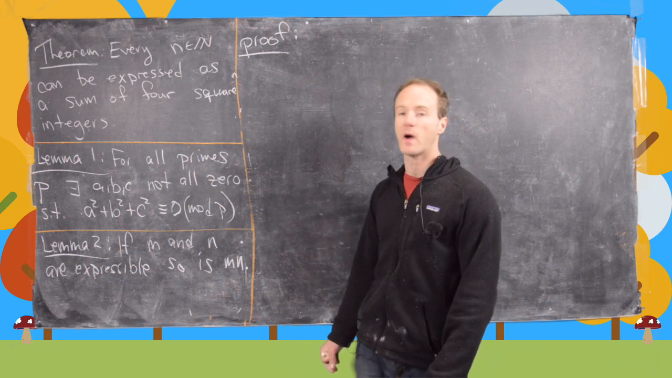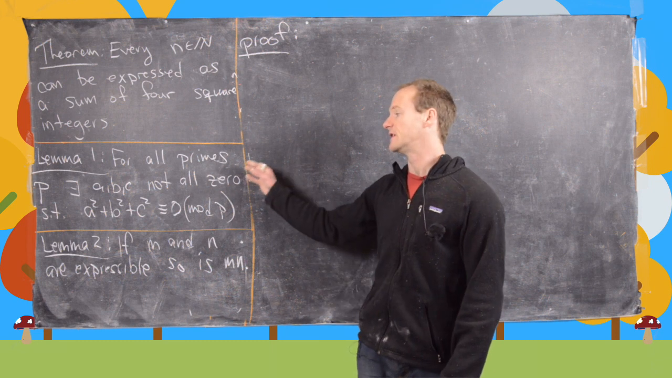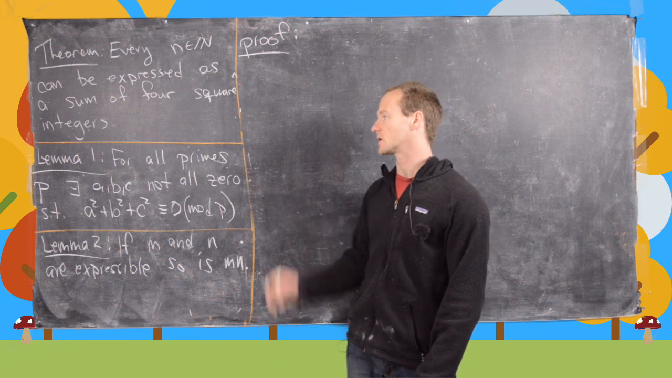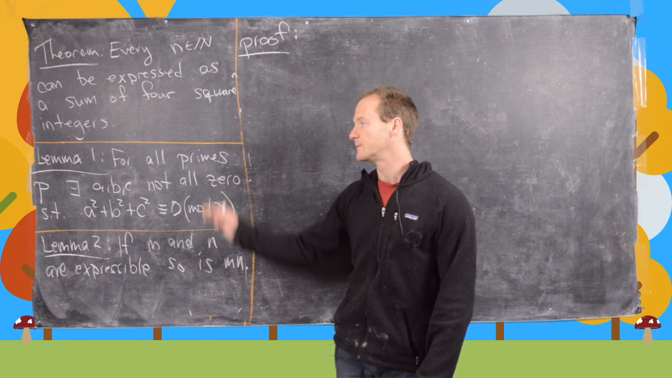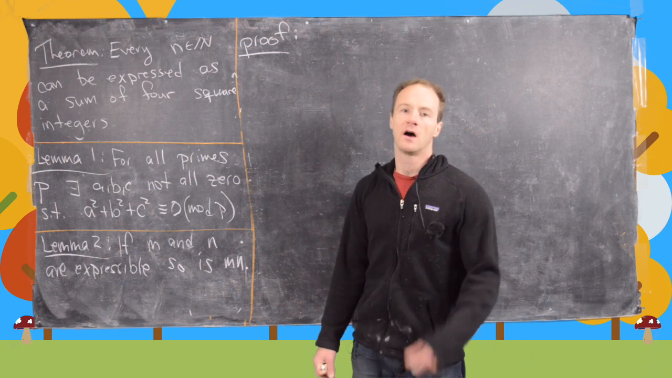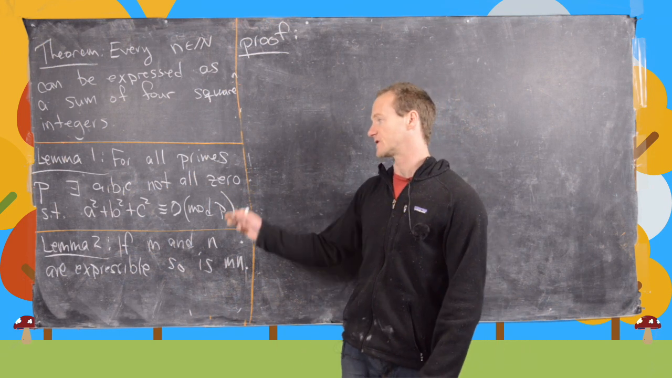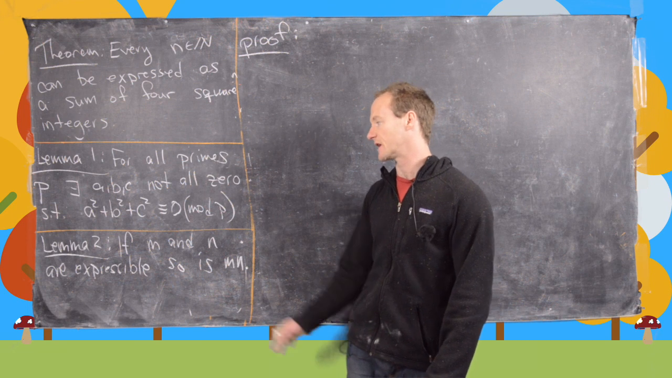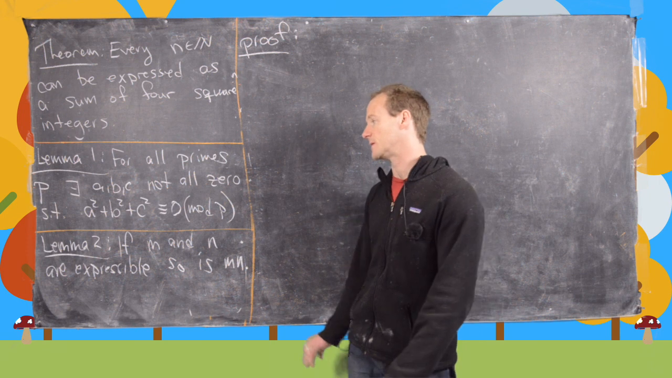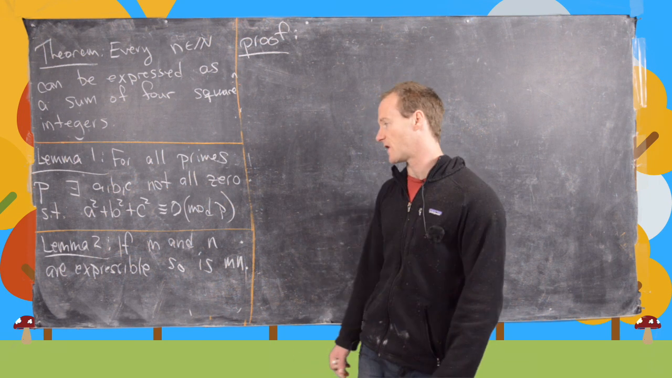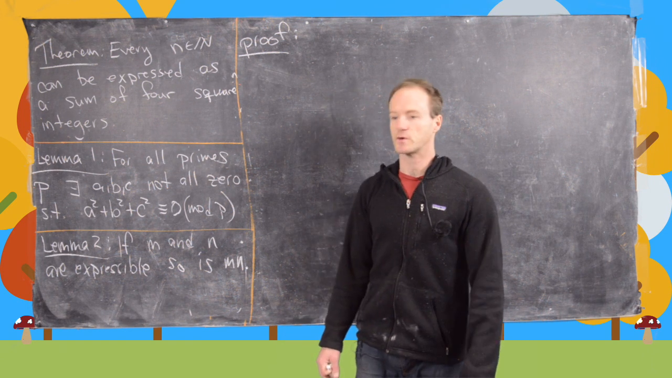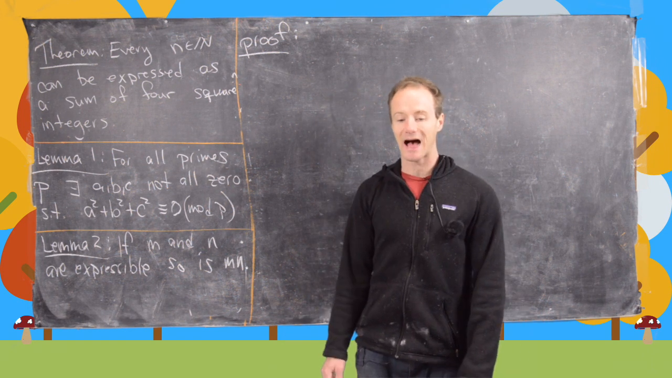And so along the way, in the last video, we proved this lemma 1 and lemma 2, which we're going to use in the proof of this theorem. So let's look. Lemma 1 says for all primes p, there exists a, b, c, not all 0, obviously these are integers as well, such that a squared plus b squared plus c squared is congruent to 0 mod p. So in other words, it's a multiple of p. And then our second lemma says the following: if m and n are expressible as a sum of 4 squares, so is m times n.